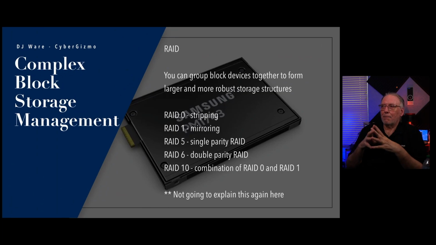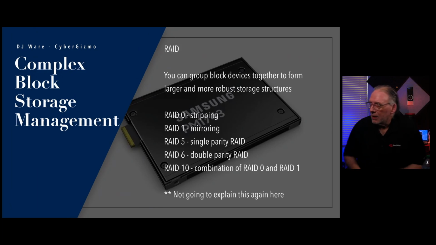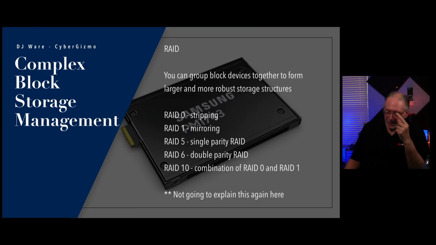It is normally a software RAID, but there are hardware devices that you can add to Linux that will actually do real RAID. So yeah, you have RAID 0, which is striping. RAID 1 is mirroring. RAID 5, which is single parity RAID. That means one drive can fail, and you can still reconstruct the RAID. RAID 6 is double parity. That means that two drives can fail. You can still construct the RAID.